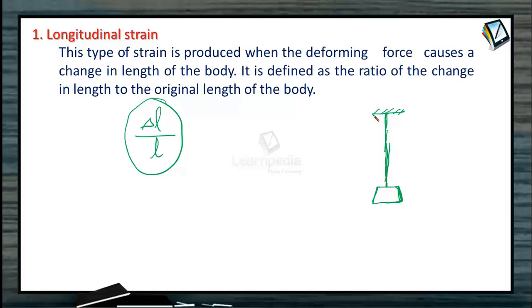And here the reverse situation can also be there. It may be a case of compression also. In that case, delta L will be the decrease in the length. So whatever change divided by the original, it is the strain. It has no unit.